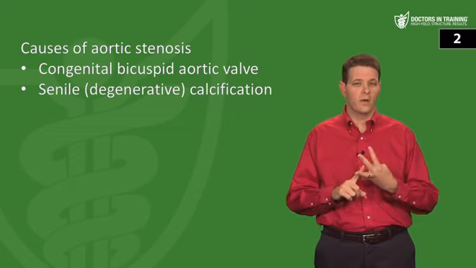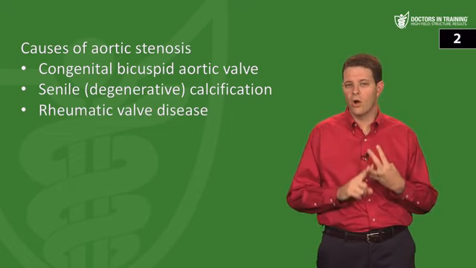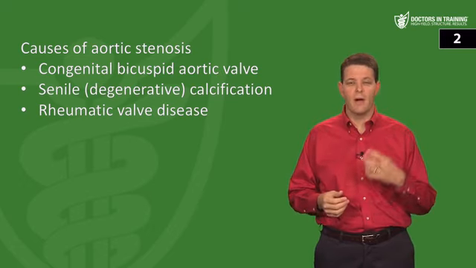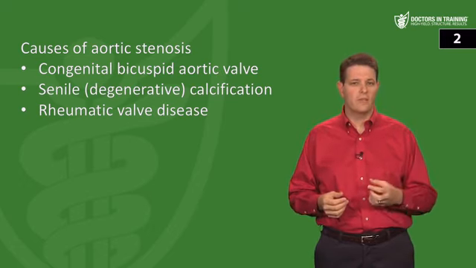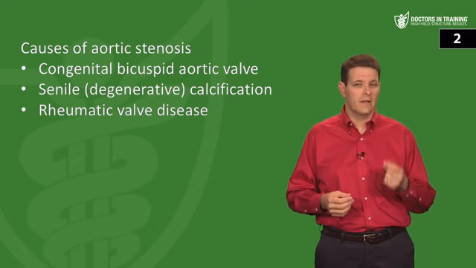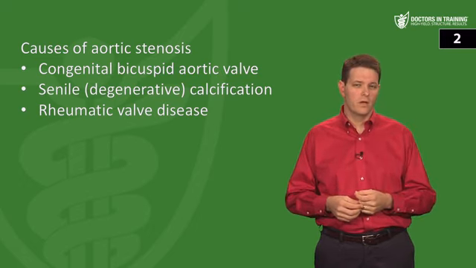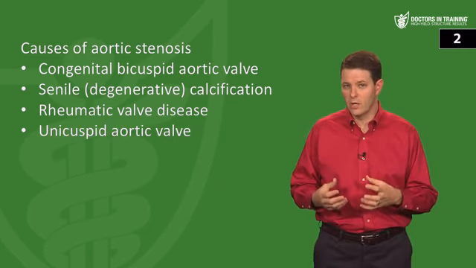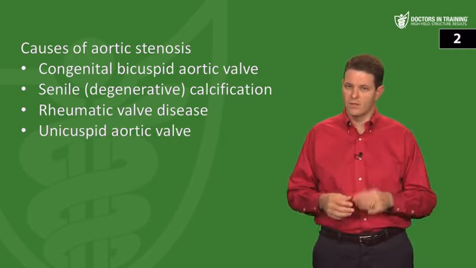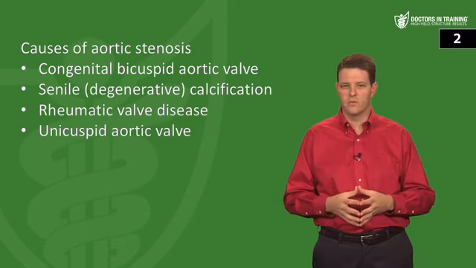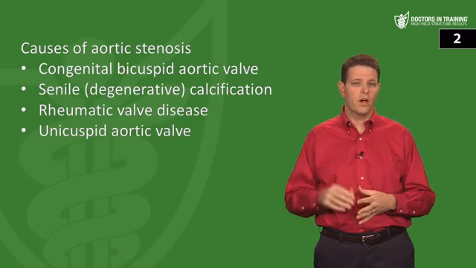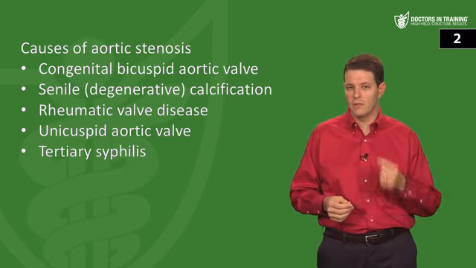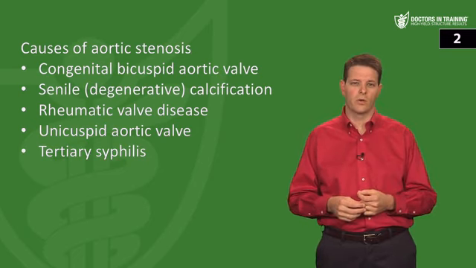A third cause of aortic stenosis is chronic rheumatic heart disease. Rheumatic heart disease can cause lots of different murmurs, especially mitral valve lesions. But rheumatic fever can damage the aortic valve as well, and that can lead to aortic stenosis. Another cause of aortic stenosis is you can have a congenital unicuspid aortic valve, just one leaflet. It's much less common than any of the other causes we've just mentioned. And then a fifth cause would be syphilis, because again, tertiary syphilis can affect the aortic root and the aortic valve, just like we saw with aortic regurgitation.